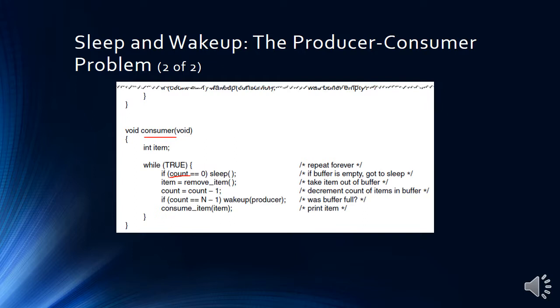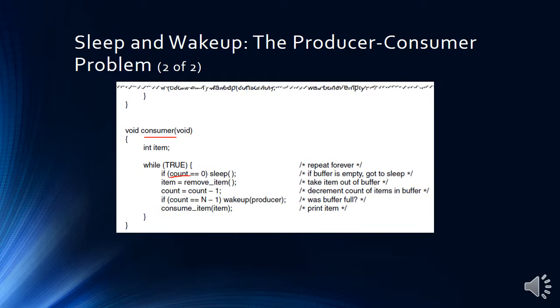So, to express system calls such as sleep and wakeup in C, we will show them as calls to library routines. They are not part of the standard C library, but presumably would be made available on any system that actually had these system calls. The procedures insert_item in the producer's code and remove_item in the consumer's code, which are shown, handle the bookkeeping of putting items into the buffer and taking items out of the buffer.